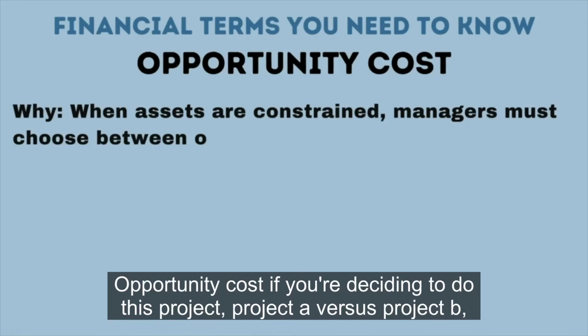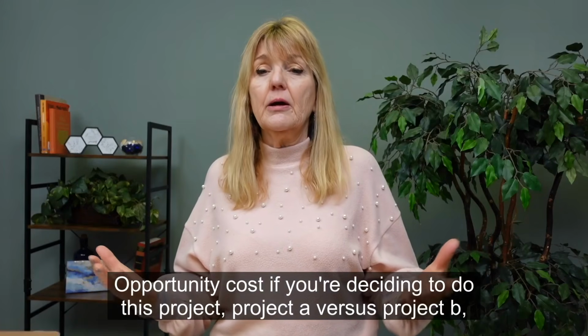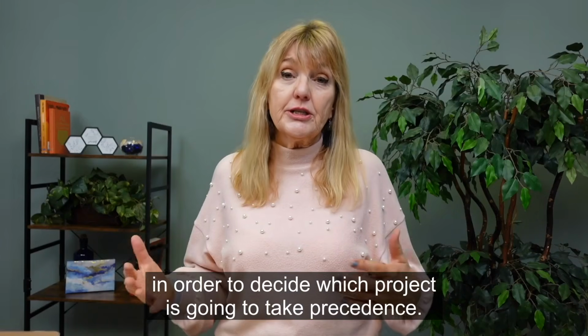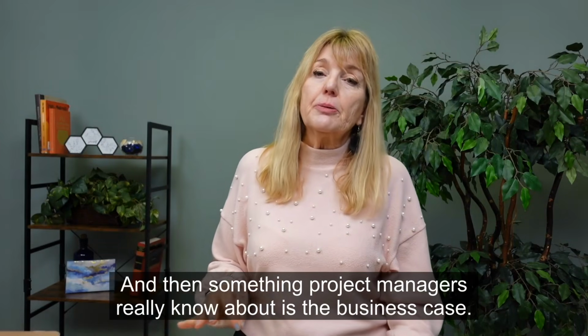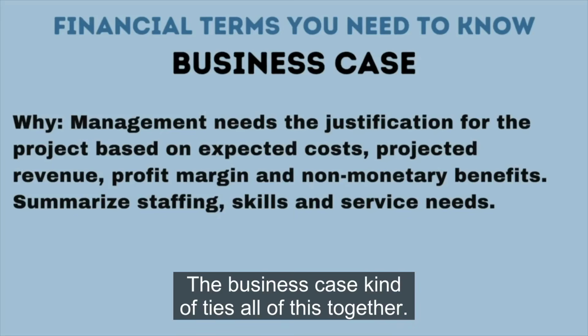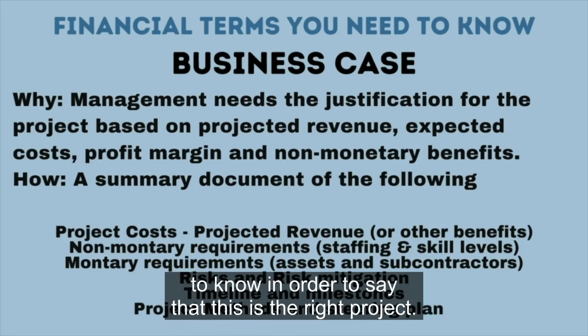Opportunity cost. If you're deciding to do this project, project A versus project B, there's an opportunity cost because you only have so many dollars in your budget in order to decide which project is going to take precedence. And then something project managers really know about is the business case. The business case kind of ties all of this together. It's essentially looking at what you need to know in order to say that this is the right project.